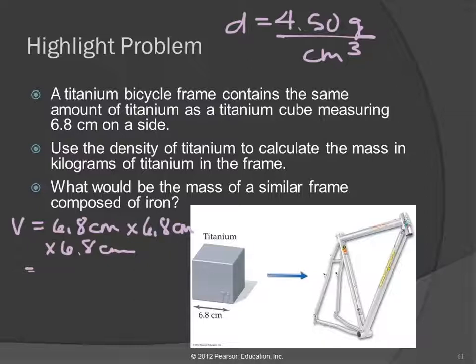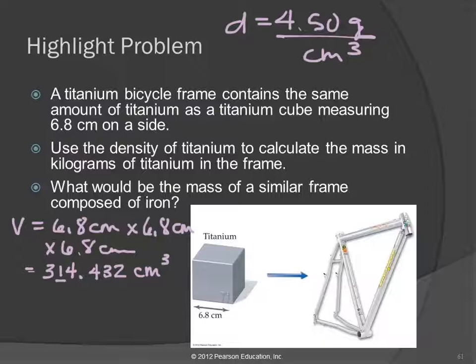So the calculator is giving me 314.432, and the unit will be cubic centimeters. How many significant figures should that number have? 2. 6.8 has 2, and so this is going to have 2 significant figures. But that's not our final answer, so I'm just going to make a note of it by underlining that first uncertain digit. This number has 2 significant figures. I'm not going to round it off, though, because that would introduce some error. I'm just going to keep track of it only has 2 sig figs.